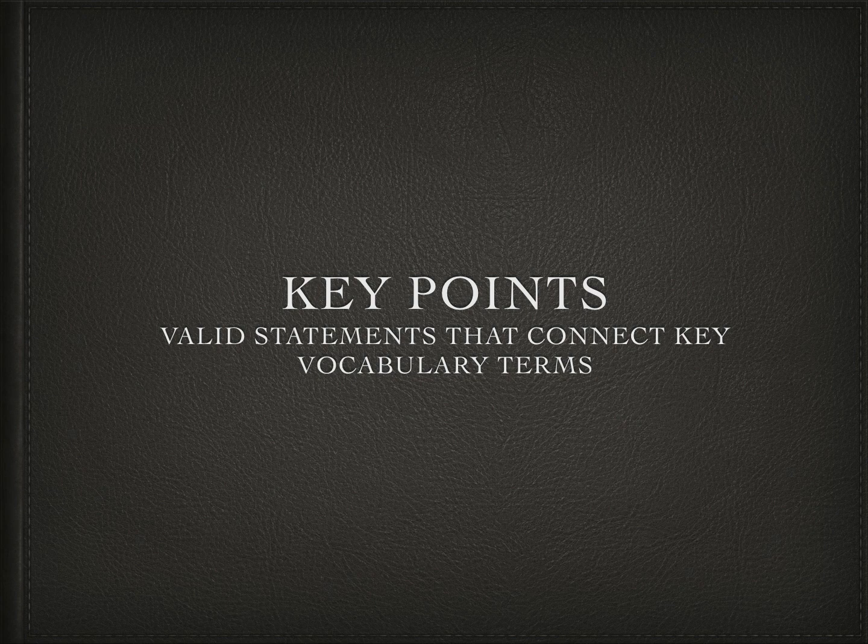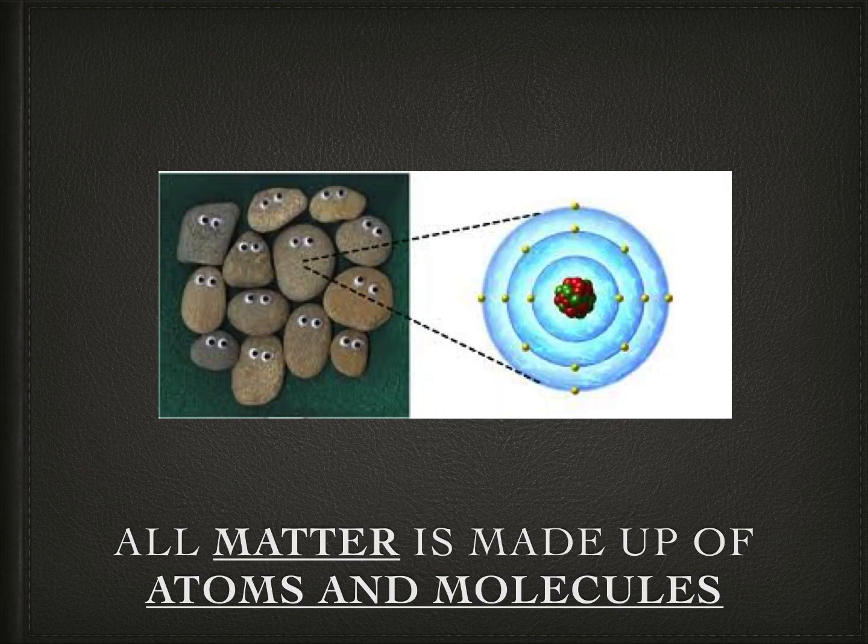At the bottom of your paper, I have these key points, and these are the valid statements that I try to help you connect key vocab terms together to help your better understanding of how the world works and how it's made up. First one is all matter is made up of atoms and molecules, meaning you can say all matter is made up of atoms. However, atoms don't build anything until they start to bond together. So it's correct to say all matter is made up of atoms. It's better to say all matter is made up of atoms and molecules.